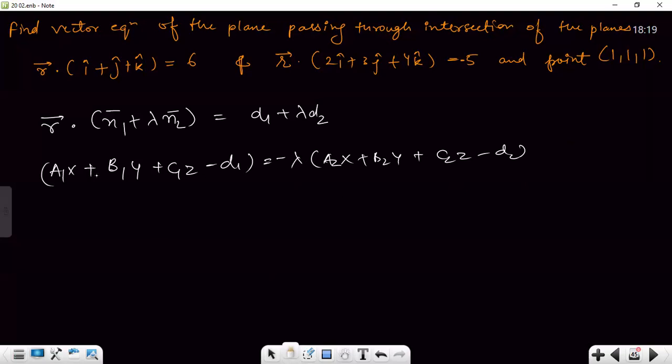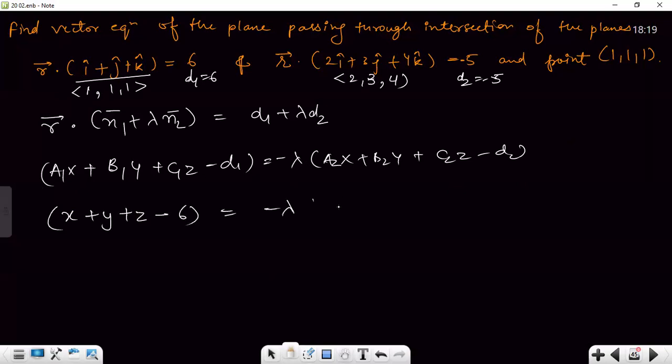A1, B1, C1 are the direction ratios of the normal vector 1. So the direction ratios here are 1, 1, 1. Direction ratios here are 2, 3, and 4. D1 is 6. D2 is minus 5. Okay, nice. Let's substitute. x plus y plus z minus 6 is equal to minus lambda into 2x plus 3y plus 4z minus of minus 5 plus 5 is equal to 0.